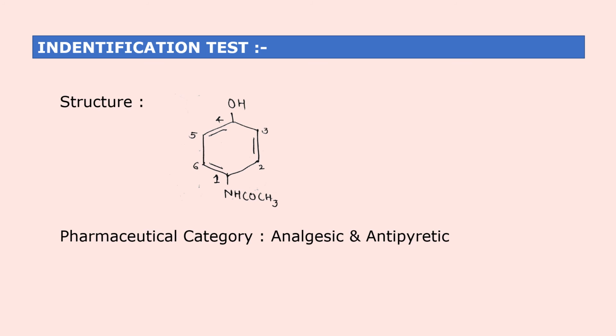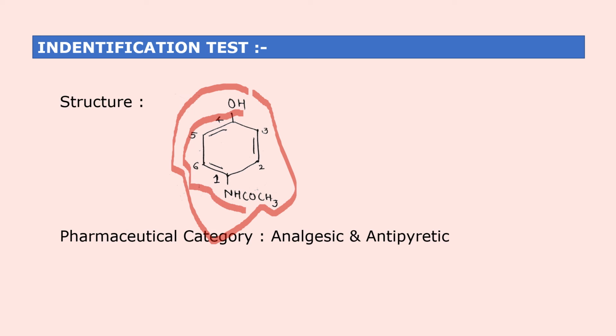This is the structure of your paracetamol. The chemical name is parahydroxyacetanilide. This part of the structure is acetanilide, and at the fourth position a hydroxy group is present. Therefore, the chemical name is parahydroxyacetanilide. Category of paracetamol is analgesic and antipyretic, to relieve pain and to reduce elevated body temperature.